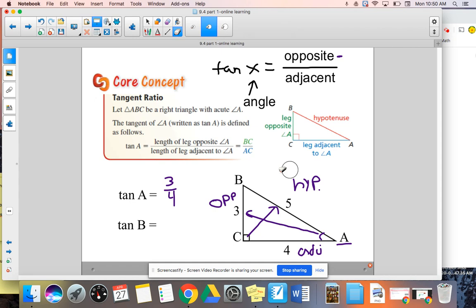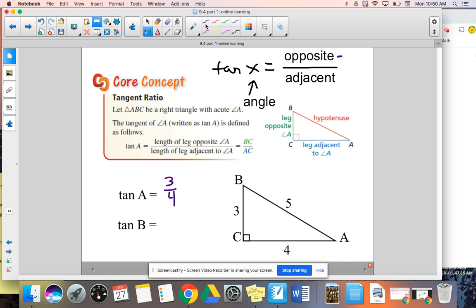Okay, so now talking about tangent B, it's a different angle, so I need to relabel my triangle differently. Angle B is right here, so now my opposite side is the 4. The hypotenuse is still across from the 90, so that's still my H, hypotenuse. And the other part is the adjacent side, so that's 3. So opposite over adjacent would be 4 over 3. So the tangent of B is equal to 4 over 3. Again, that can't reduce, so I'm just going to leave it like that, and it's okay to leave it as an improper fraction.